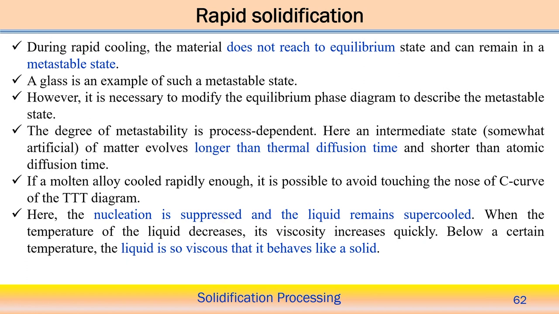Now, during the rapid cooling, the material does not reach equilibrium. That is true, because with very rapid cooling there is not sufficient time to reach the equilibrium state, and it will try to remain always in the metastable state. So, in this case, glass is an example of the metastable state.